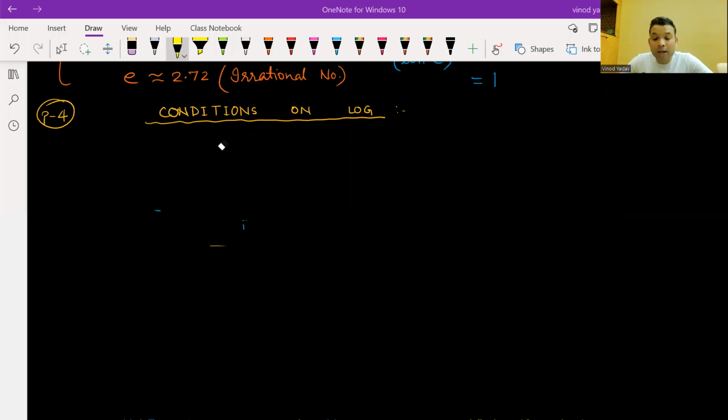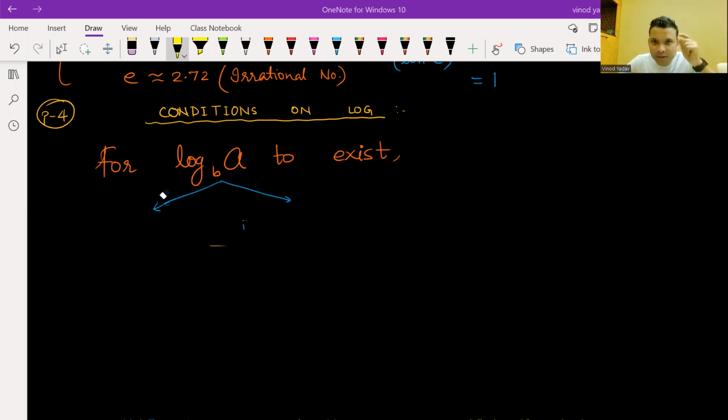So for the next point, the fourth point is conditions on log. There are some logical conditions on log for log of a to the base b to exist. There are two default conditions, very important to know while solving the questions. Sometimes one of the answers will be eliminated because that value will not satisfy this condition. So that is what is important to know. So the two conditions are, here we go.